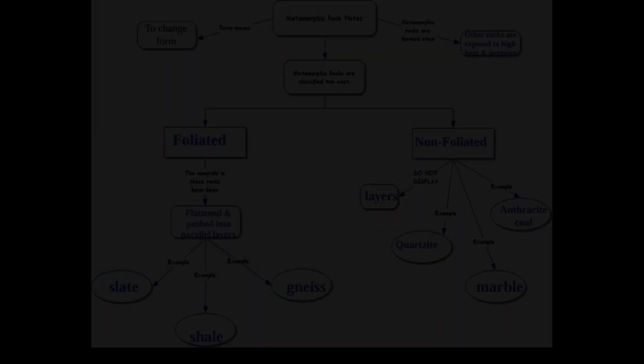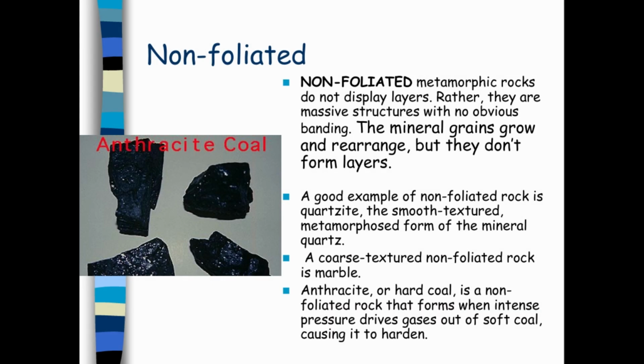So to make it easier to understand, non-foliated rocks are different because they do not have layers. In foliated rocks, minerals are flattened and line up in parallel layers due to pressure. However, in non-foliated rocks, the minerals are arranged randomly, giving these rocks a more uniform appearance.